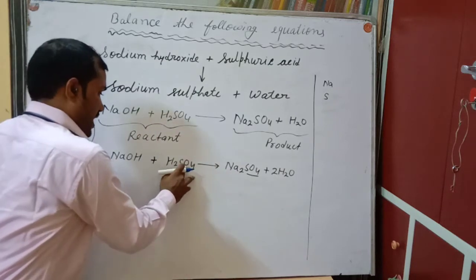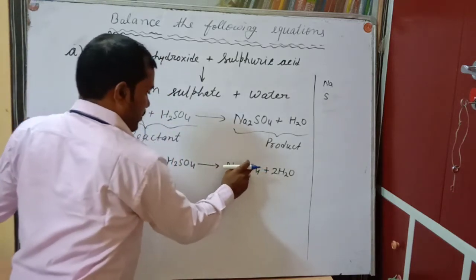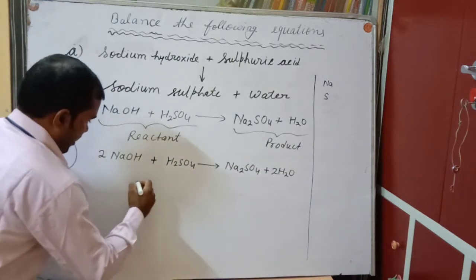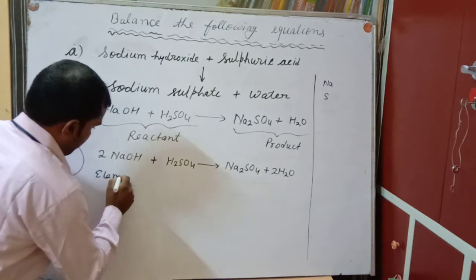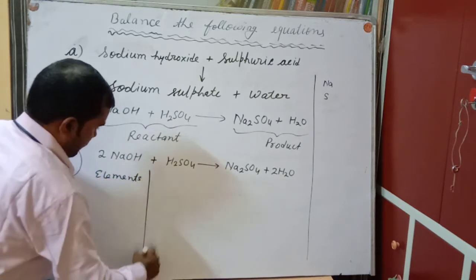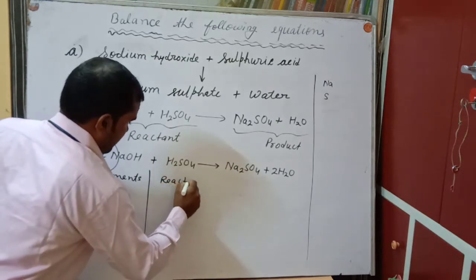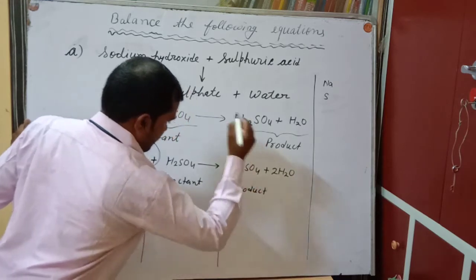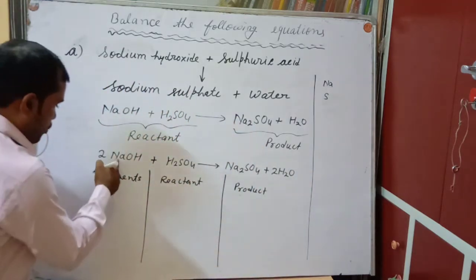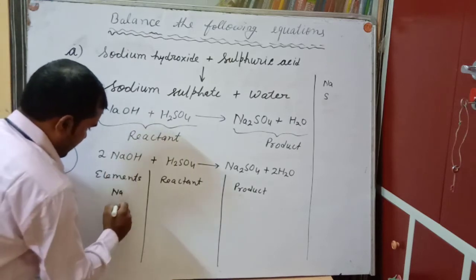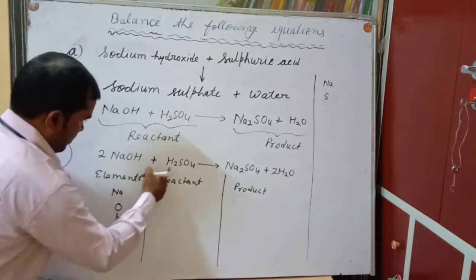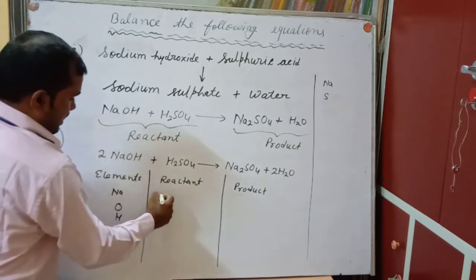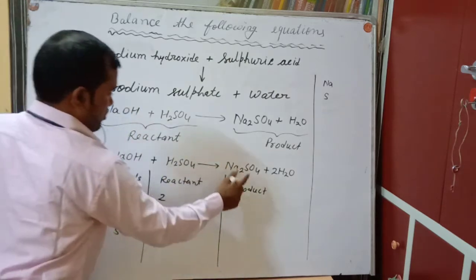Now please see and try to find out the total number of each element in the reactant side and in the product side. Sodium, oxygen, hydrogen, sulfur. How many sodium present here? 2 sodium in the reactant side. Product side also 2 sodium.